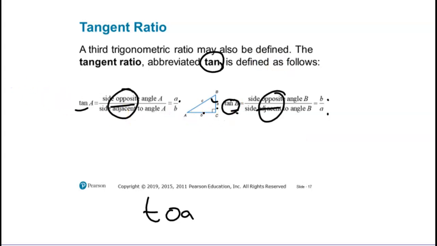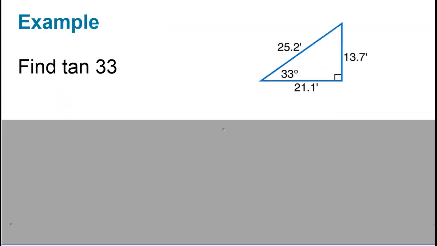All right, let's put this into practical application. And again, it didn't put my degrees. There we go. All right, so find the tangent of 33 degrees, of angle 33 degrees. And so I'm going to pause the video. You can try this one on your own. I bet you all have it now.